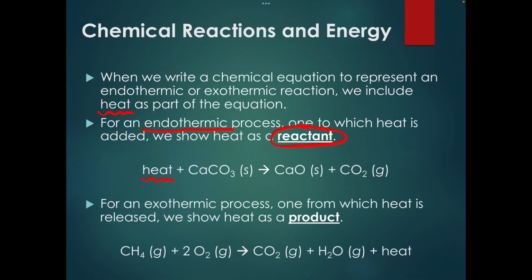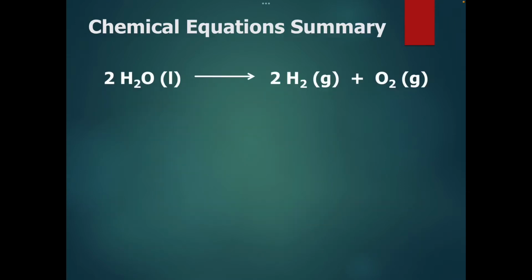The opposite is true for exothermic reactions. In exothermic reactions, heat is being released or produced during the reaction. So for exothermic processes, we show heat as a product. So it's over here. If you see heat on the left, that's endothermic, it's being put into the reaction. If you see heat on the right, that's exothermic, and it means it's being released. You may also see heat as some number, let's just say 60 kilojoules. If you see kilojoules, that is also heat. Same thing. Sometimes we'll actually put the number in instead of just writing heat.